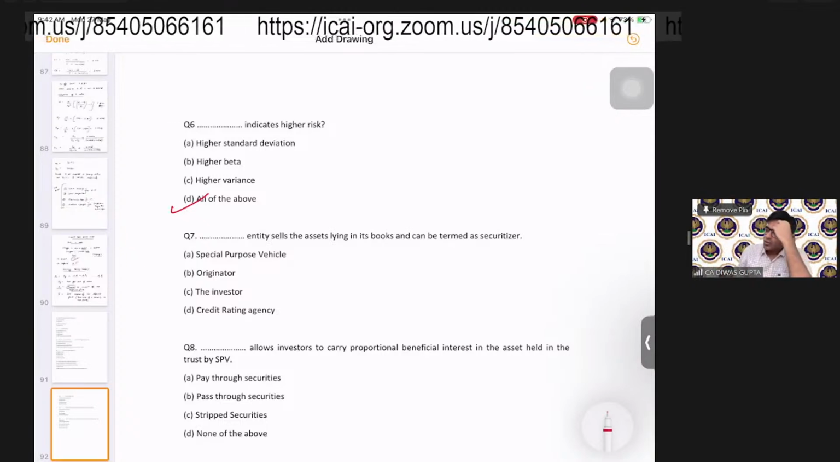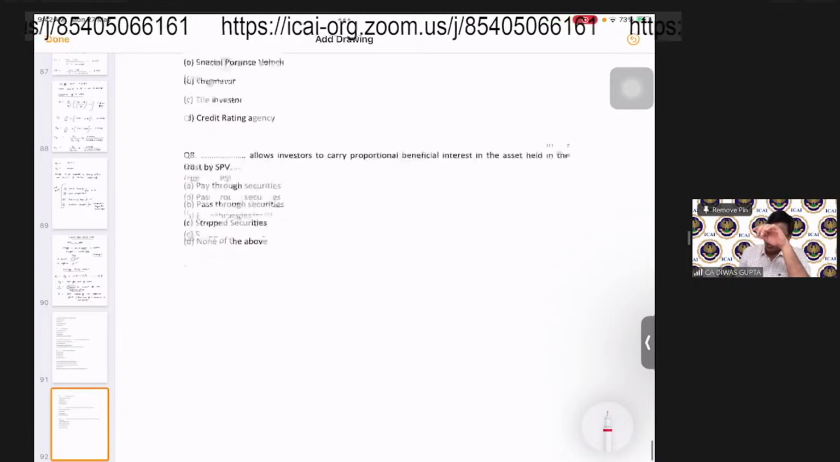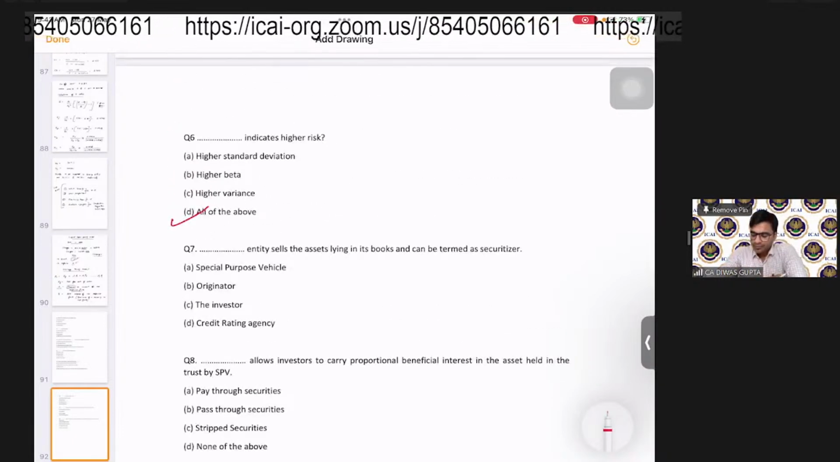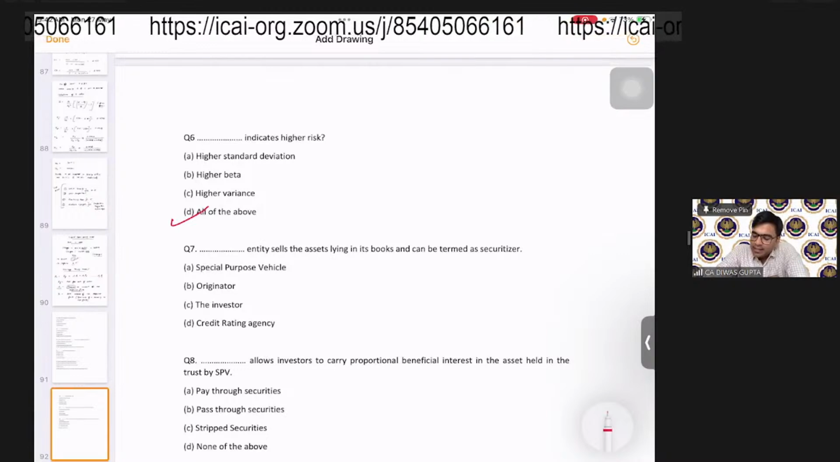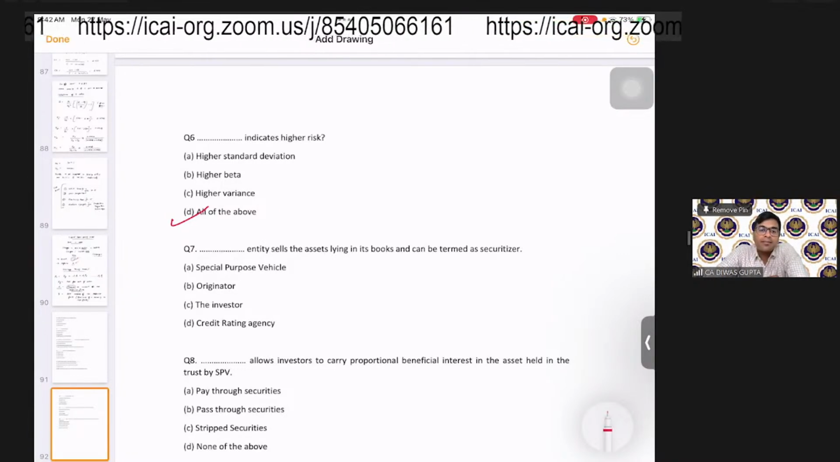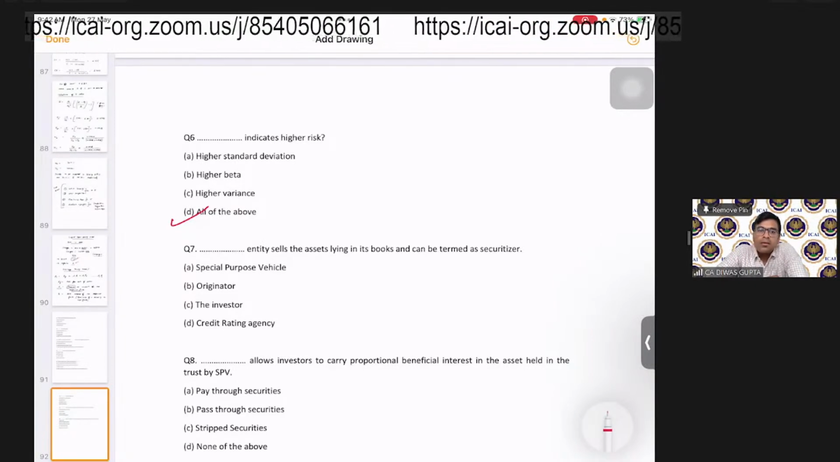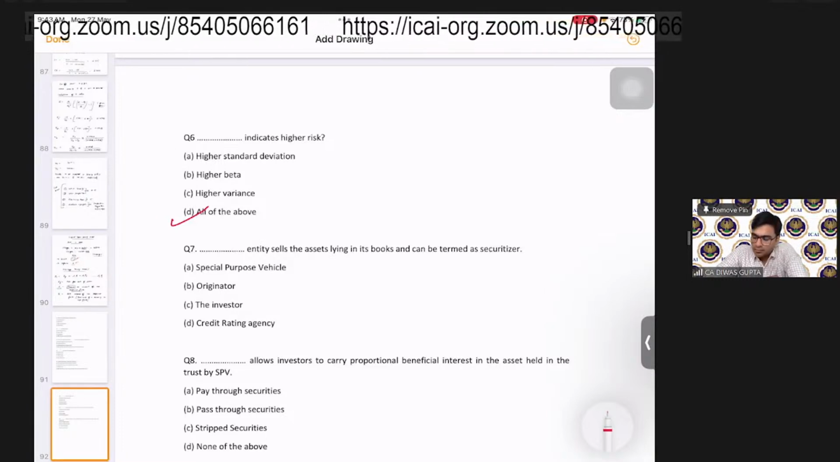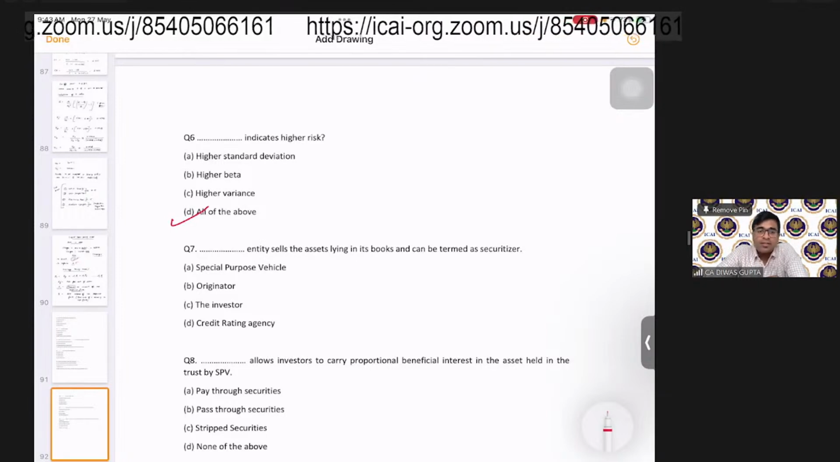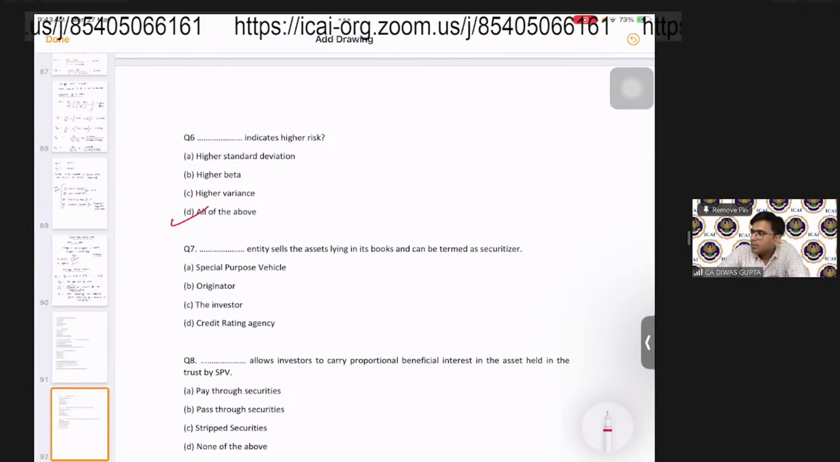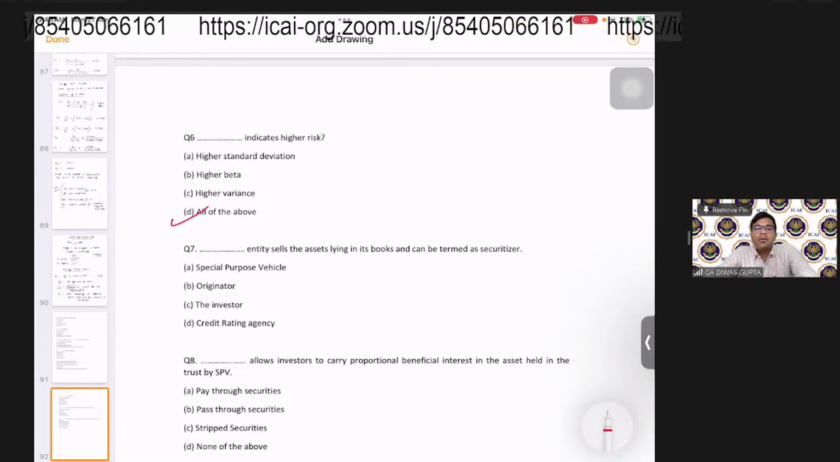Okay. Question number 7. Now, these two questions are from securitization, 7 and 8. Dash entity sells the assets lying in its books and can be termed as securitizer. Very good, Prerna. Very good. Abrikesh, yes, you are also correct. This is an easier one, students. Viraj and Rolina, you want to respond?